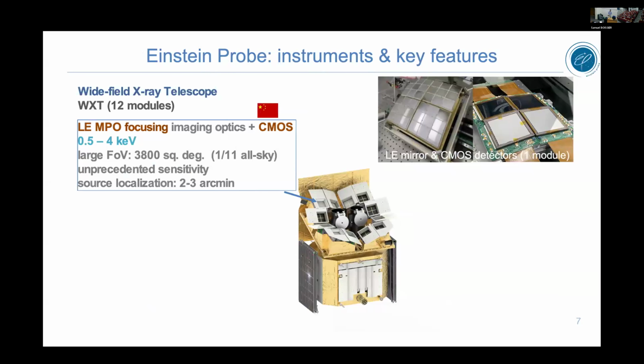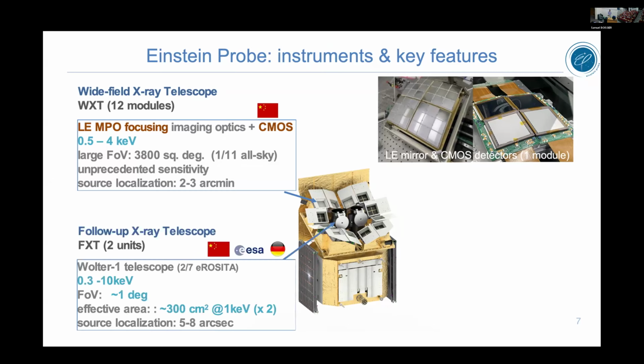So EP takes advantage of this technology and integrates it into the Wide-field X-ray Telescope. The WXT has 12 modules, and each one has 4 CMOS detectors. You can see the 12 modules arranged around the center. In total, it can reach 3,800 square degrees in one exposure, which is about 9% of the whole sky, and the source localization can reach 2 to 3 arcminutes.